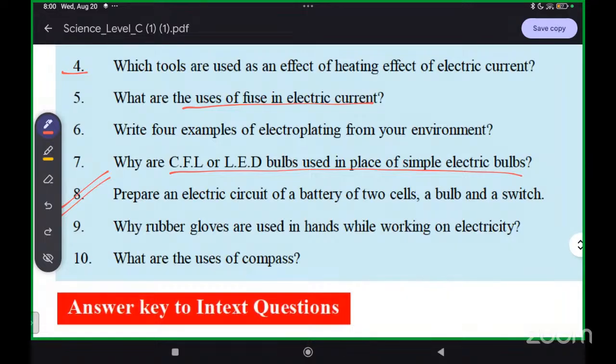Ma'am, the NIOS exam I'm doing for the level C test, in their math they're given cube root. For some of the sums, I'm using the sutra you taught us.